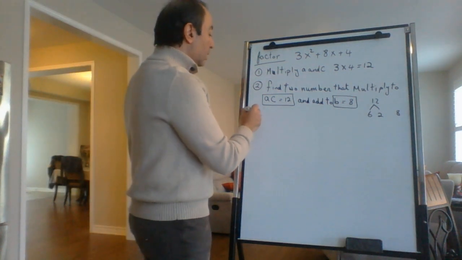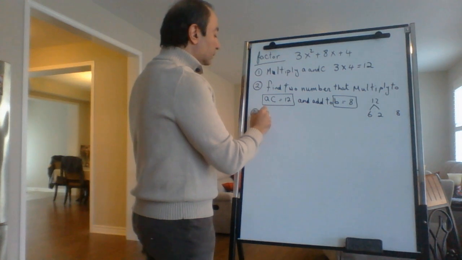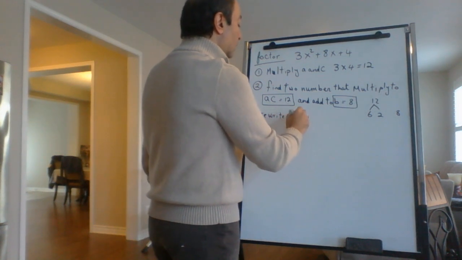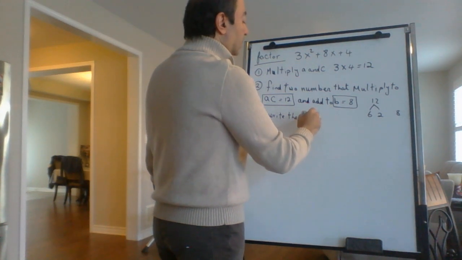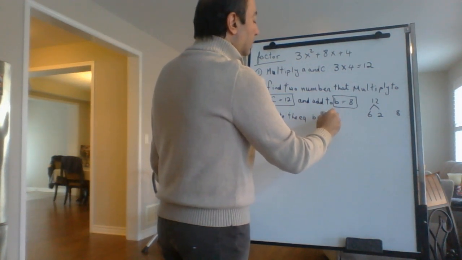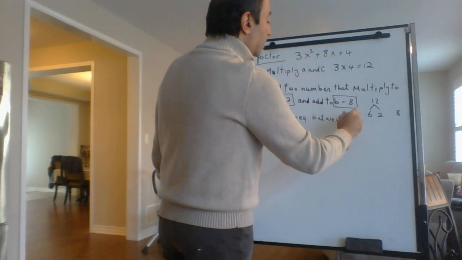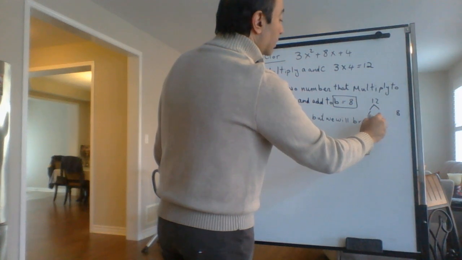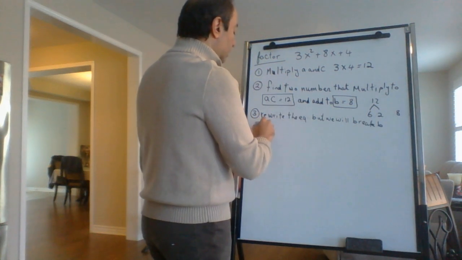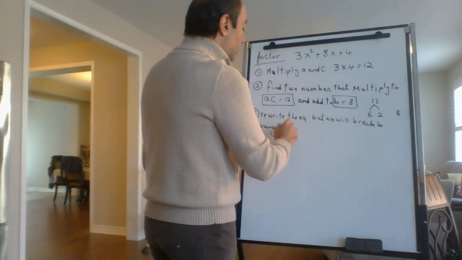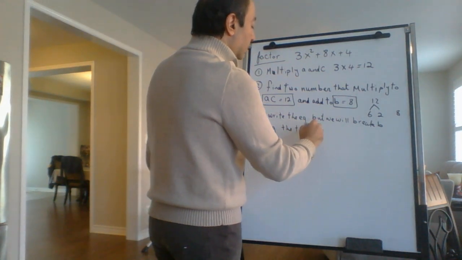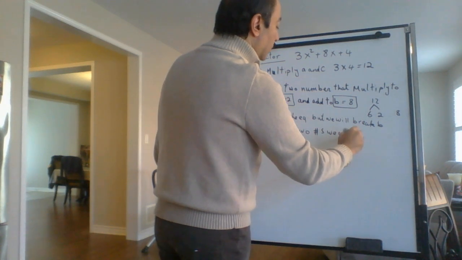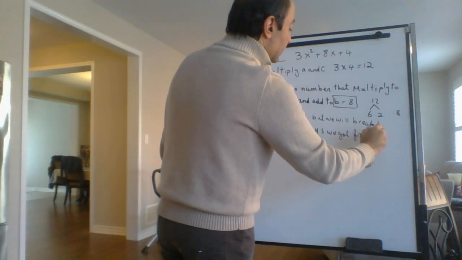Now we are going to rewrite the equation, but we will break b using the two numbers we got from step 2.